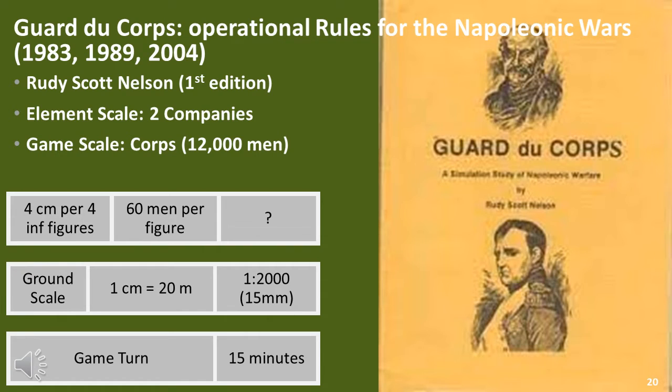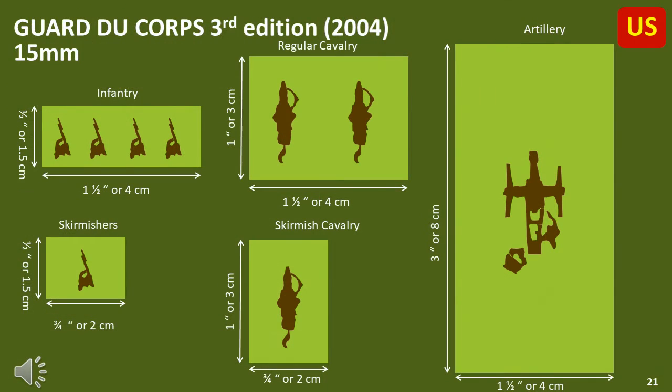Garde du Corps have gone through many different versions. We'll only look at the 2004 version, which is available as a free download and is also very complete and very detailed, and I suspect the best of the 3 versions available. Garde du Corps 3rd edition uses the same base widths for all troop types, with skirmishers being on half bases. Very similar in many ways to WRG, except of course in this case the artillery have the same width as everything else.